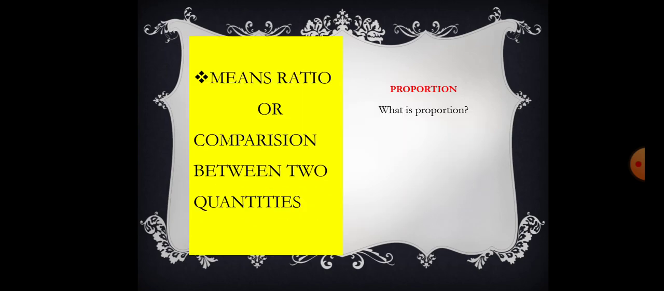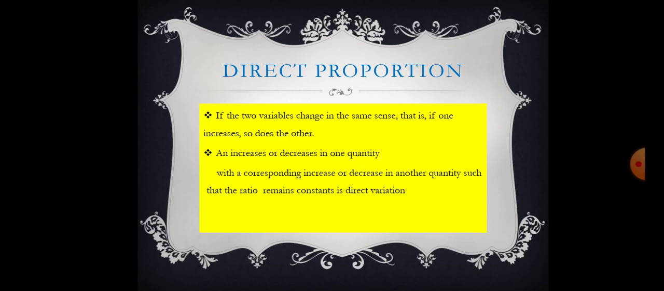What is proportion? Proportion means ratio, or when we compare between two quantities or variables, or two different quantities, then that ratio is known as the proportion. So first of all, we'll see what is direct proportion.